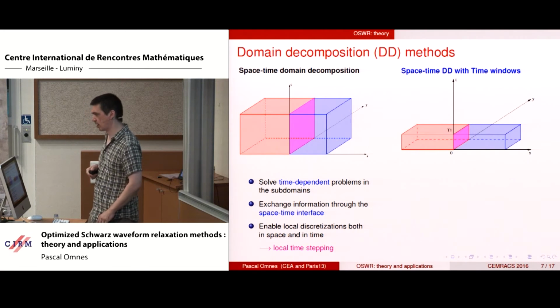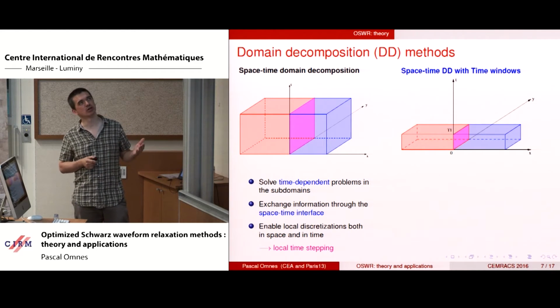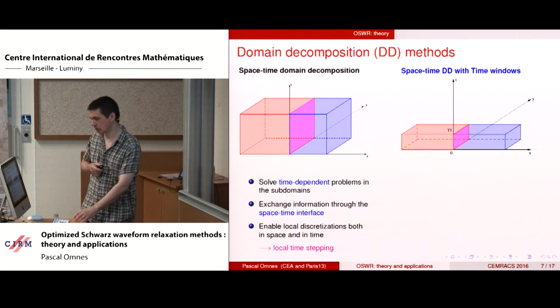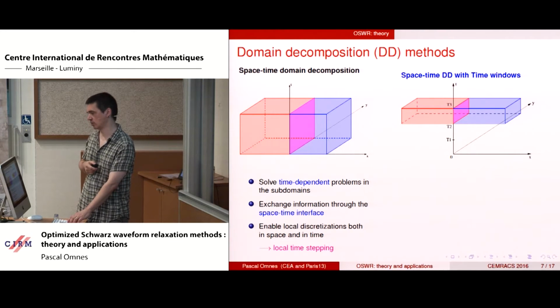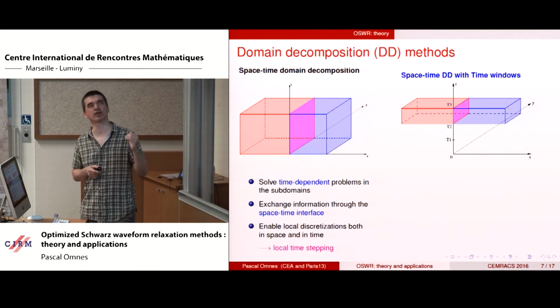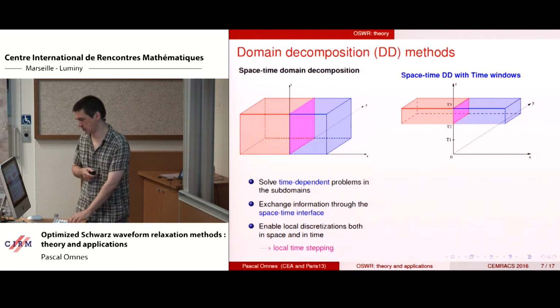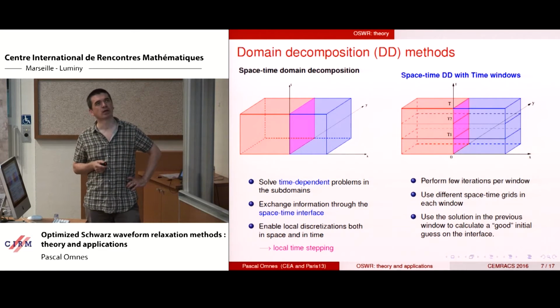Okay, and one possibility is not to do the whole computation from 0 to the final time, but to decompose the simulation in what we call time windows. So T1 is not a one-time step. You can have here several hundreds of time steps between 0 and T1. The advantage of this is that in practice, this enables you to perform fewer iterations per window than if you do it from 0 to big T.